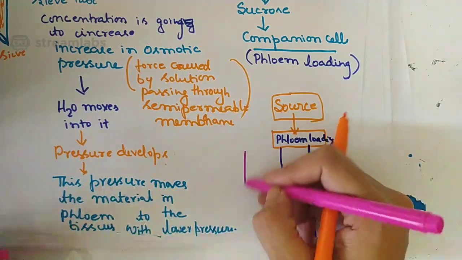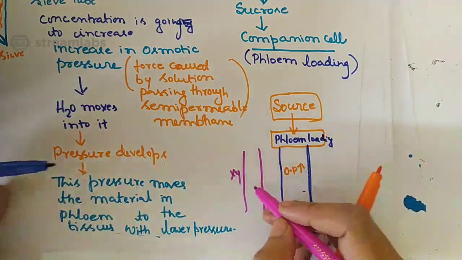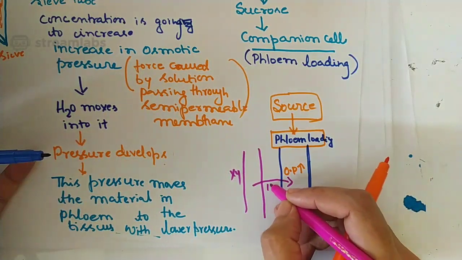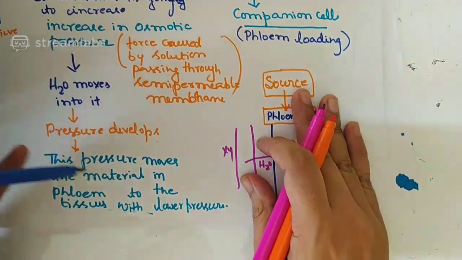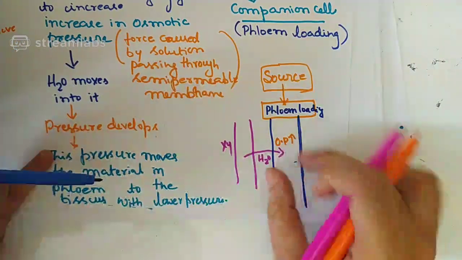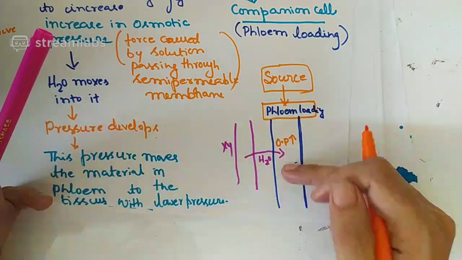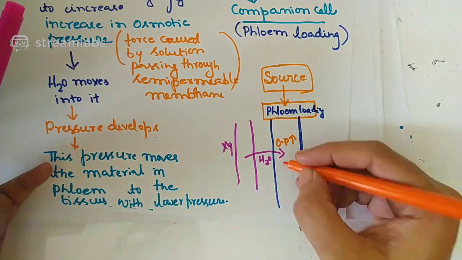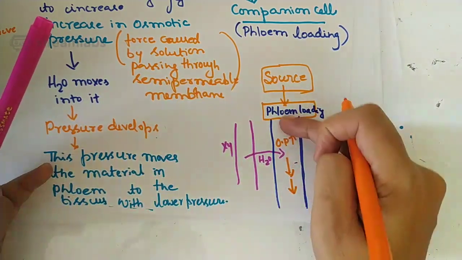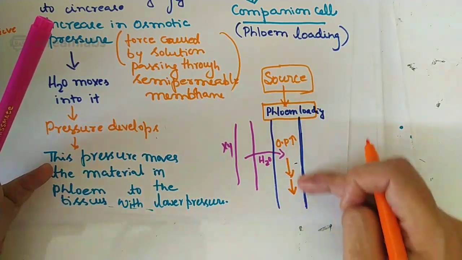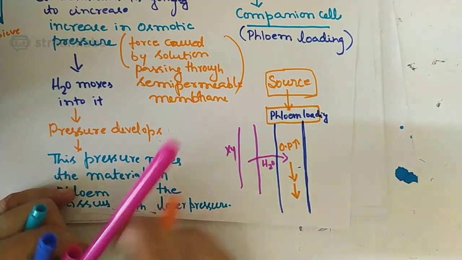Imagine this to be xylem. This is xylem. Water from the xylem moves into the sieve tube. Now when water enters into the sieve tube, what happens? There is a pressure. As the pressure is developed, what is going to move now? The materials are going to move. From where is it going to move? It is going to move from the sieve tube to the region with the lower pressure.